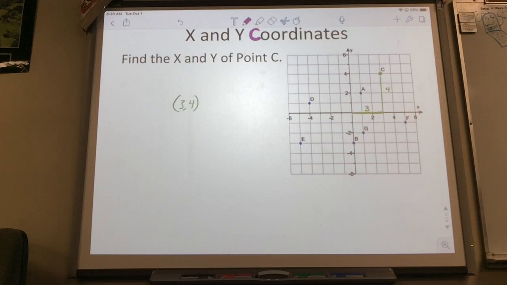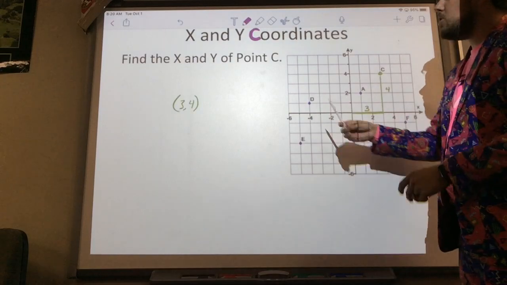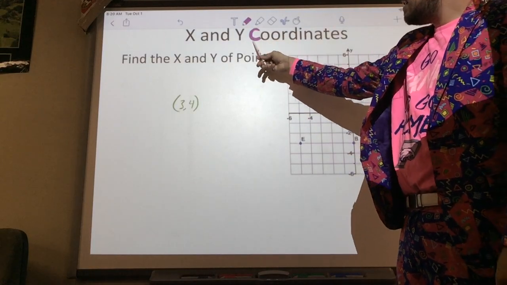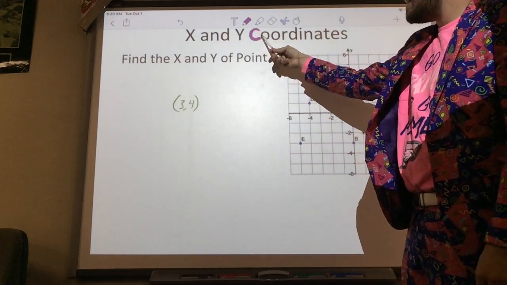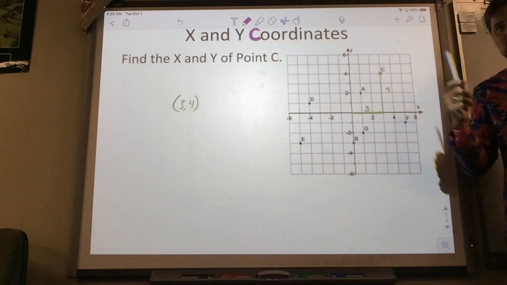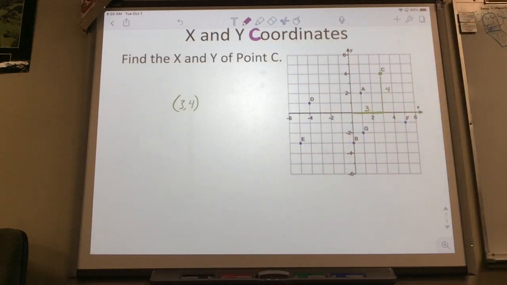Okay, so you can see this is called a coordinate plane. On a coordinate plane, the quadrants make a C shape. So this is actually quadrant 1. It goes 1, 2, 3, and then 4. So that is in quadrant 1.